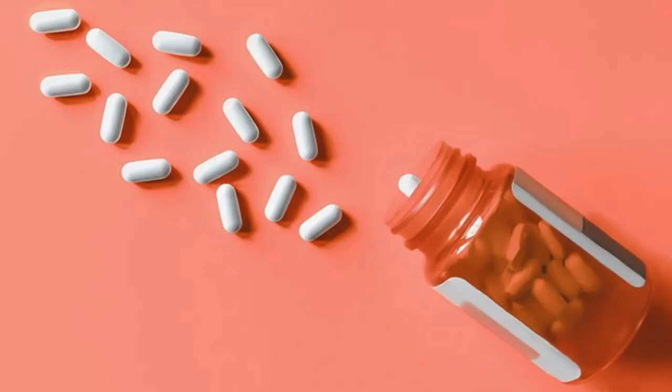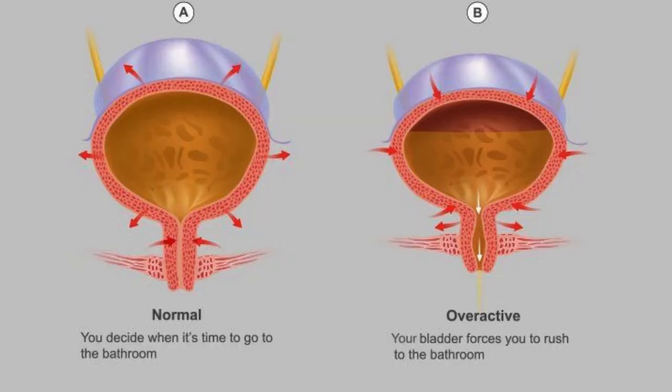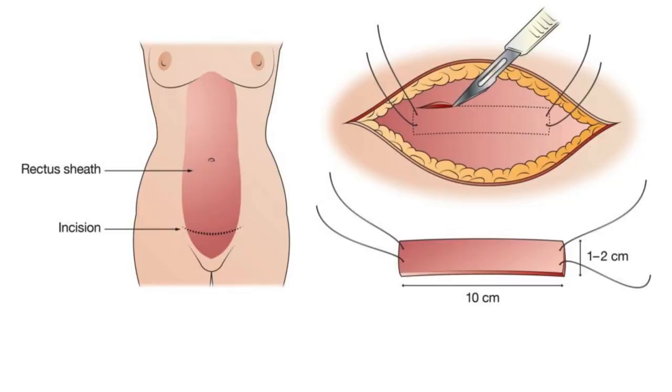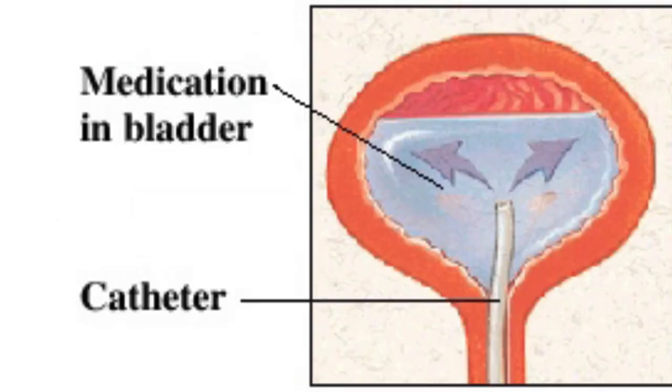Medications and therapies. Depending on the condition, treatments may include antibiotics for infections, antimuscarinics for overactive bladder, surgery for structural problems, or chemotherapy for bladder cancer.